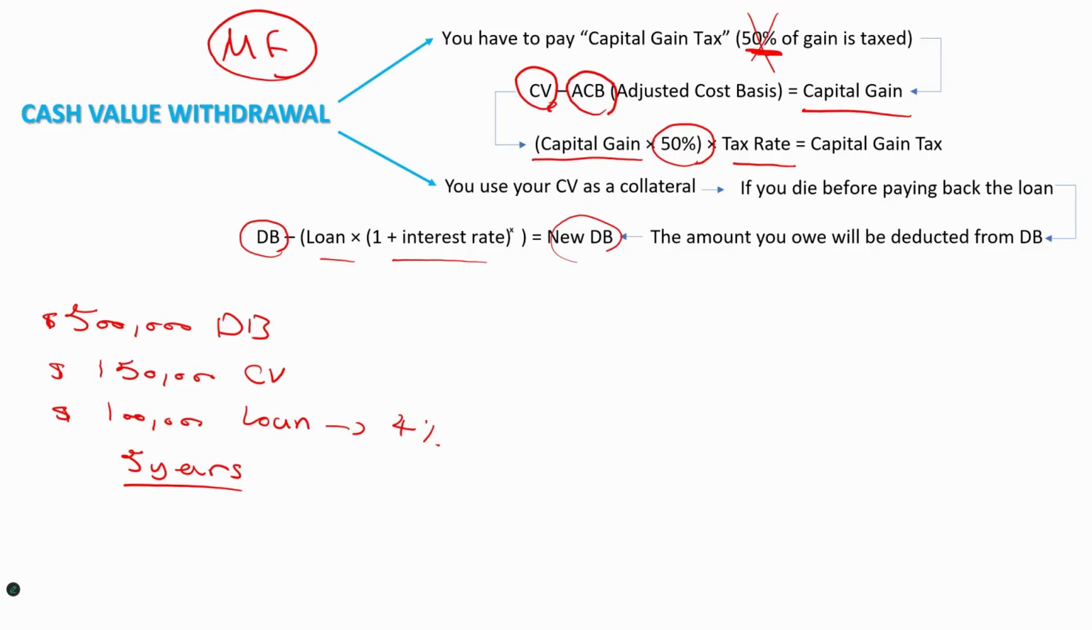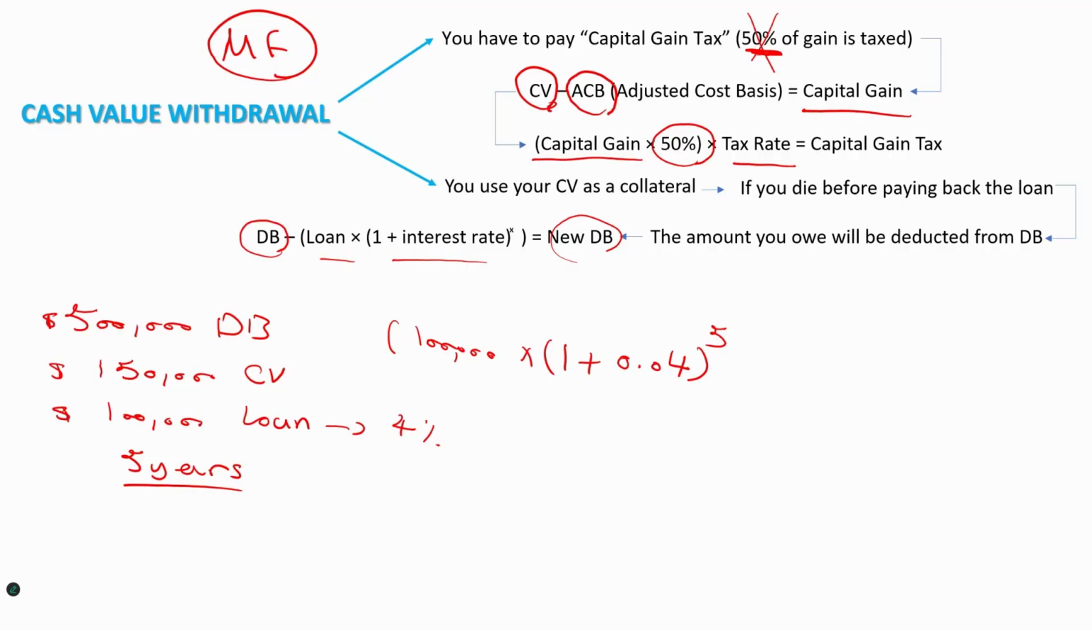So now what we're going to do is we're going to say my new death benefit. I'm first going to see how much the insured owed to the bank. So it's $100,000, right? Multiply 1 plus the interest rate, which is 4%. I'll write it like this. And then it's going to go to 5 years.